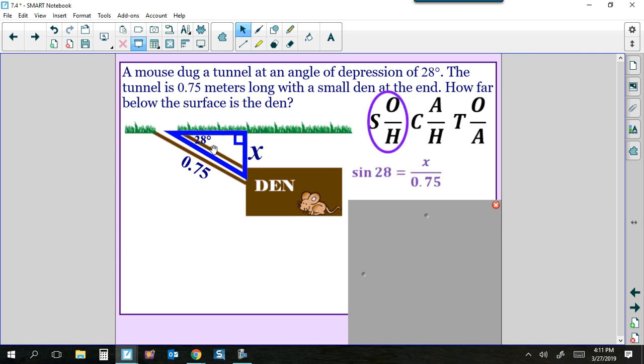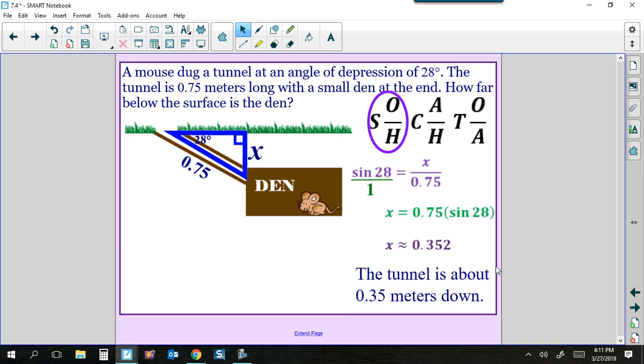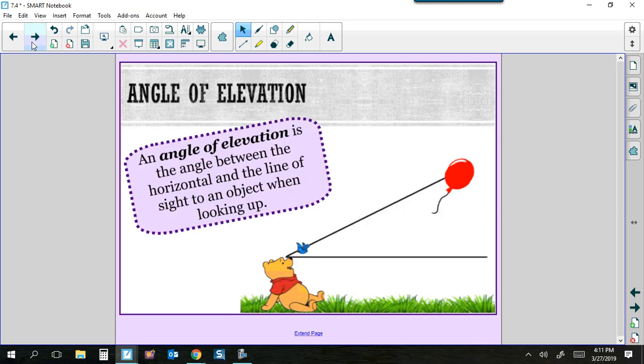So sine of the angle, 28 degrees, is going to be equal to opposite over hypotenuse, so it's going to be x over 0.75. Now, since we have our variable in our numerator, we know we are going to multiply. So we're going to do x is equal to 0.75 times sine 28. And when you plug that in your calculator, you get 0.352. Therefore, the tunnel is about 0.35 meters down. Excellent. All right, next vocabulary word.